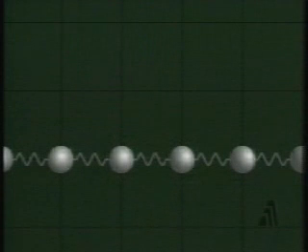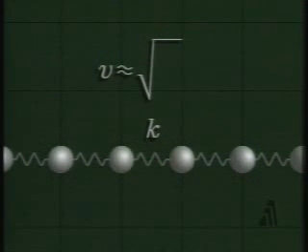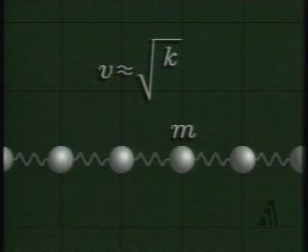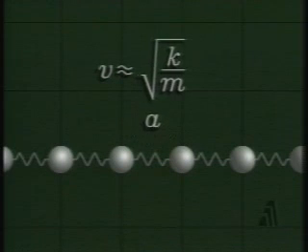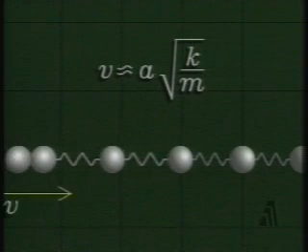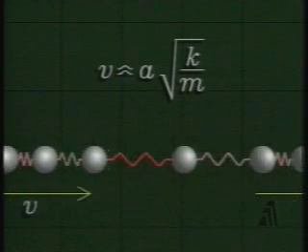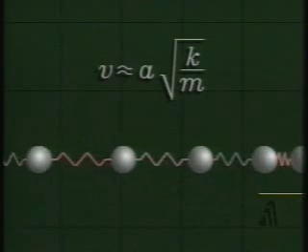For masses connected by springs, the speed of the wave depends on the stiffness of the spring, the mass of each oscillator, and the equilibrium distance between them. In water, gravity is the force that makes the water spring back. That's why gravity determines the speed at which a water wave travels. But so too does the length of the wave itself.